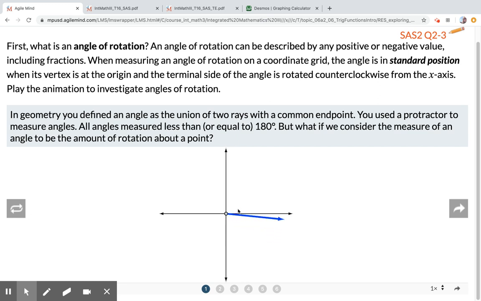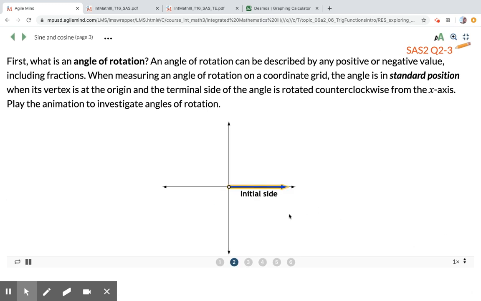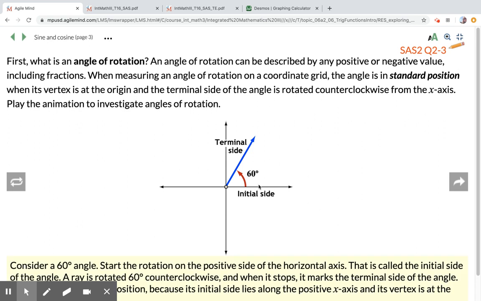I mean, you're used to being told that an angle is two rays with a common endpoint. You've used protractors to measure them, all that good stuff. And usually when you used a protractor, you did angles that were less than 180 degrees. But of course, we're saying we can go all the way around to 360 and beyond at this point. So let's play with that just a little bit. So this x-axis is what we would call the initial side. And then as we rotate counterclockwise, we call this other guy the terminal side.